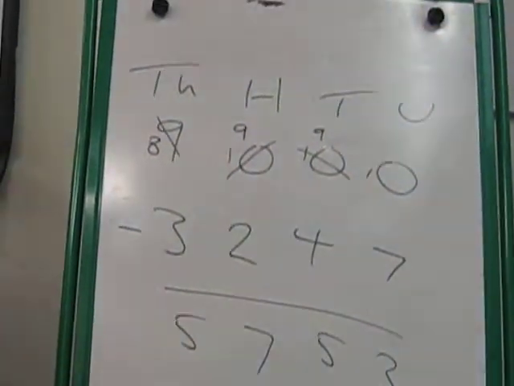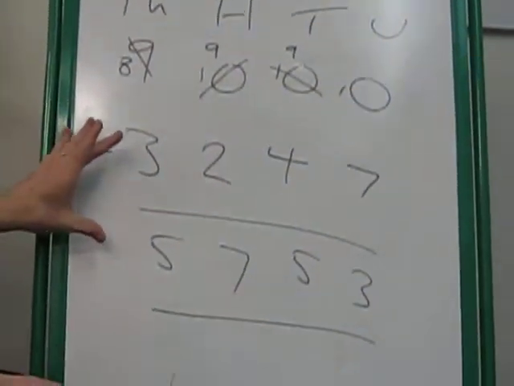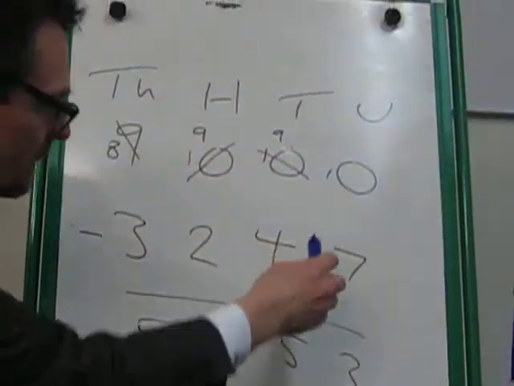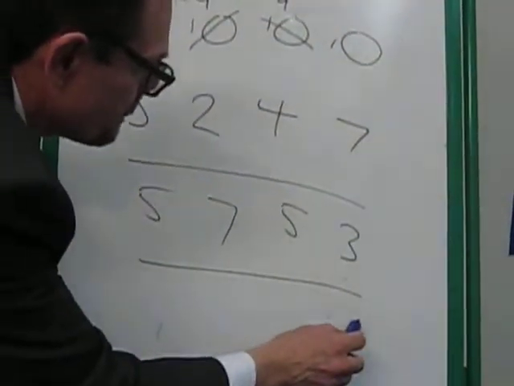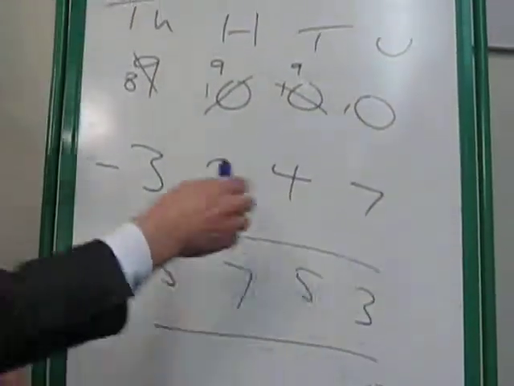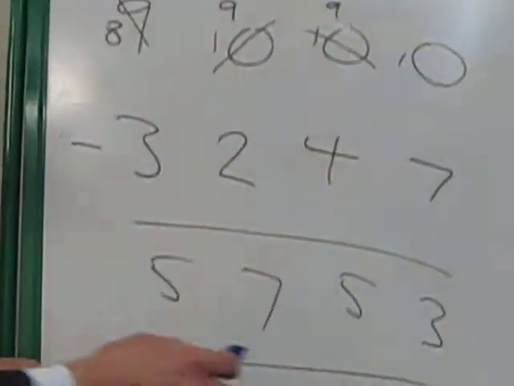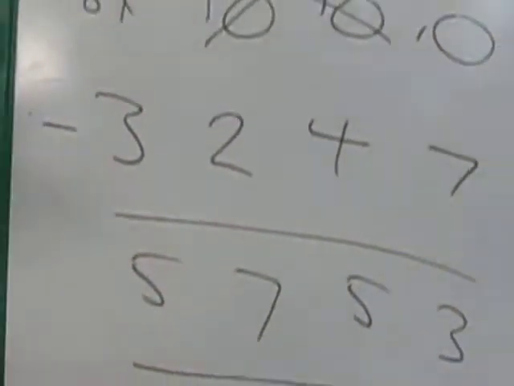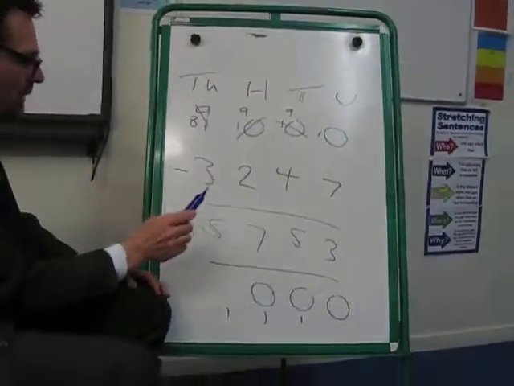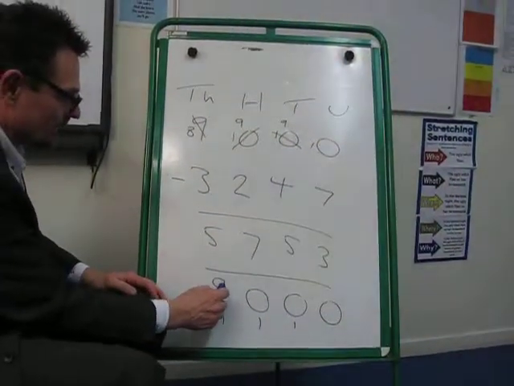Okay, let's just check we got the answer right by adding these two numbers together and see whether we get our original number. 7 plus 3 is 10. Yeah. Carry forward the 1. 4 plus 5 plus 1, 10 again. Carry the 1. 2 plus 7 plus 1, 10. Carry the 1. 3 plus 5 plus 1 is 9.